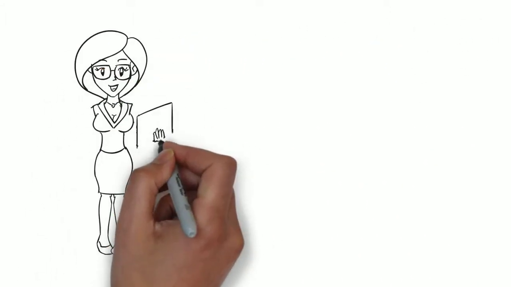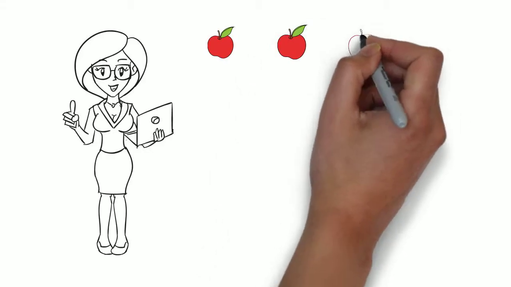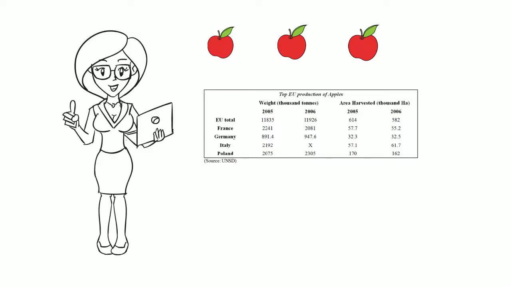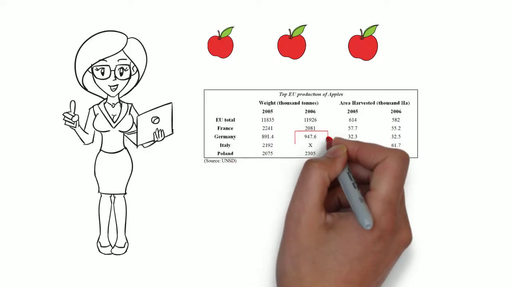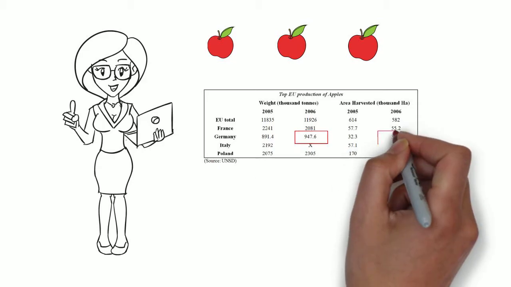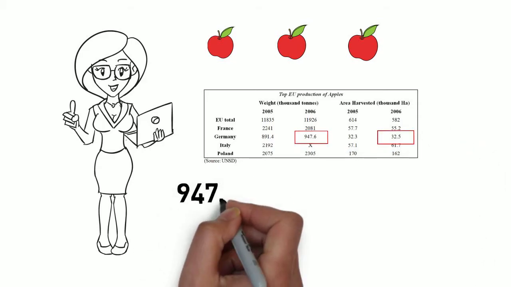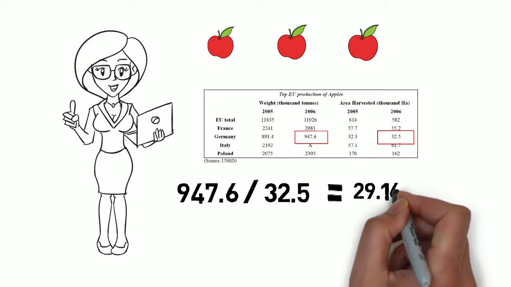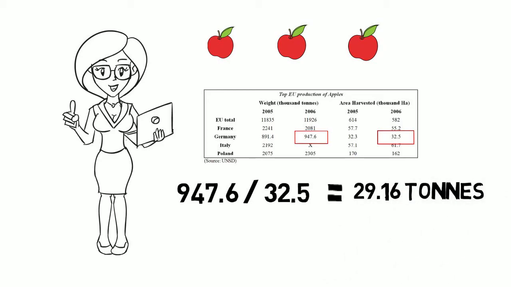Let's start calculating. To calculate the weight of apples harvested per hectare in 2006, we divide the total weight by the total area. 947.6 divided by 32.5. This results in 29.16 tons of apple per hectare. Recall how both the total weight and the land area were given in thousands? Well, since we divided thousands by thousands, they cancelled each other out, so we don't need to worry about them anymore.